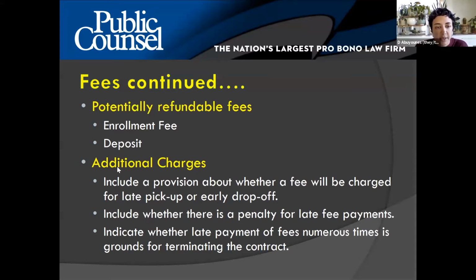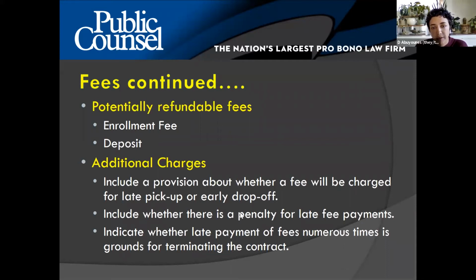Additional charges, you'll want to include, or you can include a provision about whether a fee will be charged for late pickup or early drop off. So again, we go back to the hours of operation that we mentioned earlier. If parents are dropping their children off early before their time that they're supposed to, or picking them up late after the time that they were supposed to, you can charge a certain amount per 15 or 30 minutes that they're late.